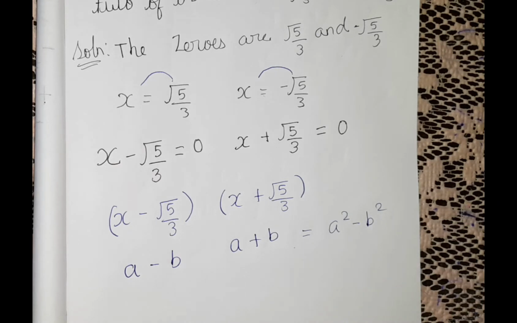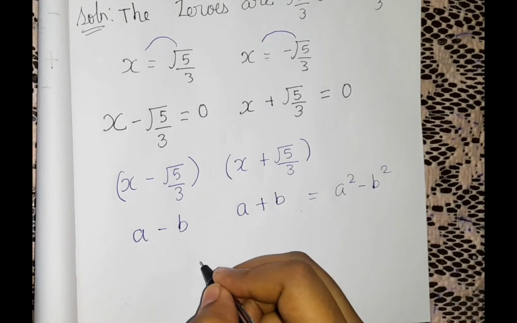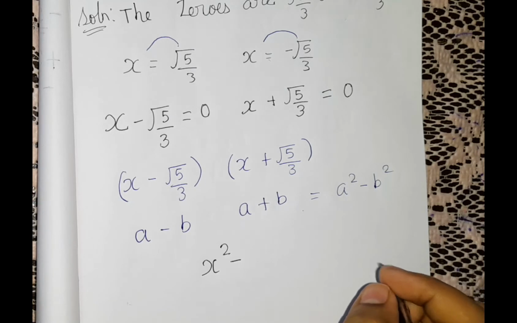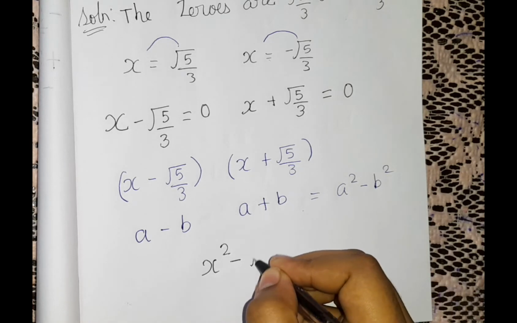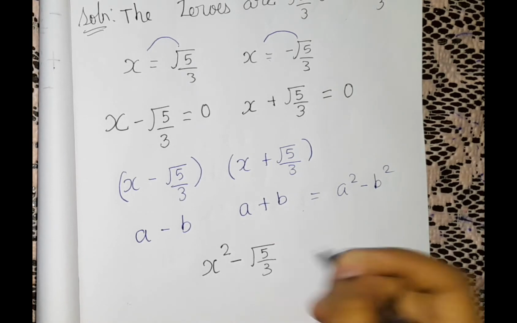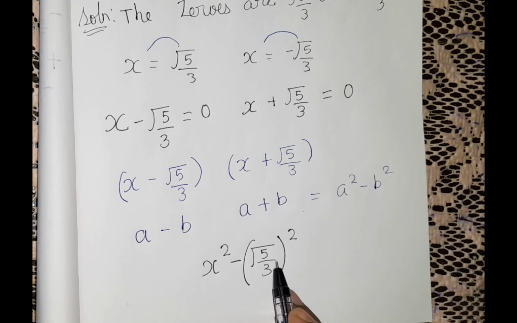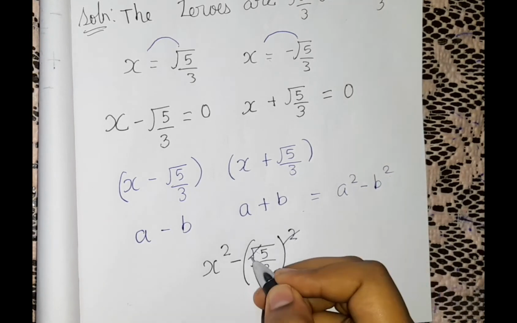For that, instead of a we are going to take x. So let me write x square, and then minus, and then we have root 5 by 3, and here we have square. The 2 belongs to root 5 as well as 3. Here you can notice something: we have a root and a square, so we can just cancel it. We are supposed to cancel it when we have root and square.